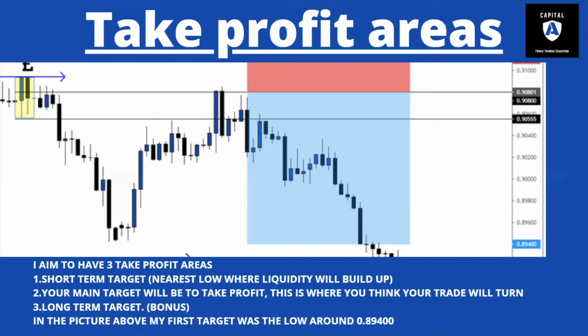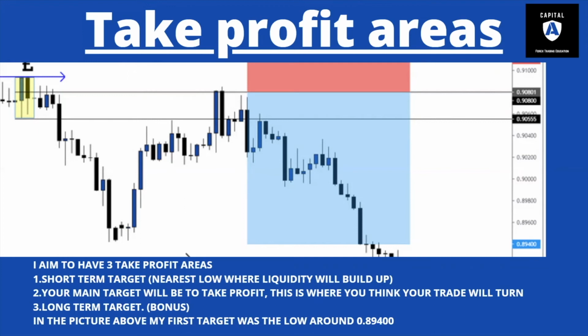Now this will be where you actually see the trade going, and that's where you're going to maybe close it. You can make a decision at that point. But this is where you think the trade will turn around, where it might turn against you. So that's your main target. Your long-term target is just kind of a bonus, okay?